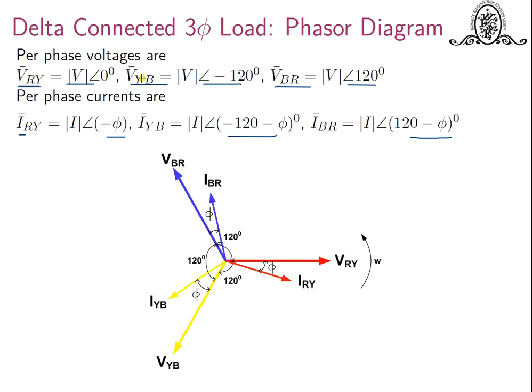Previously it was VRN, VYN, VBN, IRN, IYN, IBN. Now it is VRY, VYB, VBR and IRY, IYB and IBR. So you can draw the phasor diagram. Here I am assuming the RL load. You can extend this phasor diagram for the resistive load and the RC type of load. So that is your task.